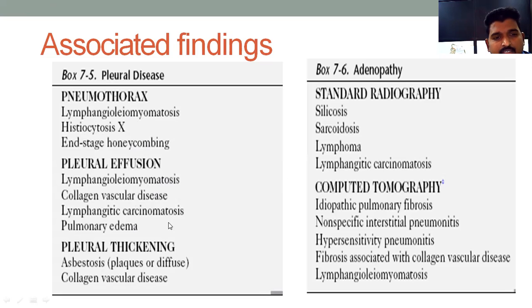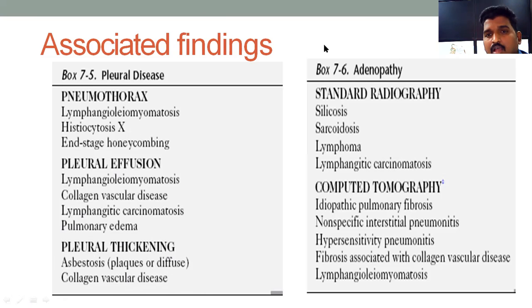And also collagen vascular disease. Sometimes in collagen vascular disease you get a pleural effusion, typically in SLE and also rheumatoid arthritis. Lymphangitic carcinomatosis and pulmonary edema also present with pleural effusion. Pleural thickening is very rare. You will get it in collagen vasculitis, typically in scleroderma. In scleroderma, pleural effusion is very rare, but you may get pleural thickening in most patients with scleroderma along with ILD. So you should understand and remember that. And in asbestosis, they can present with plaques and diffuse pleural thickening along with the ILD.